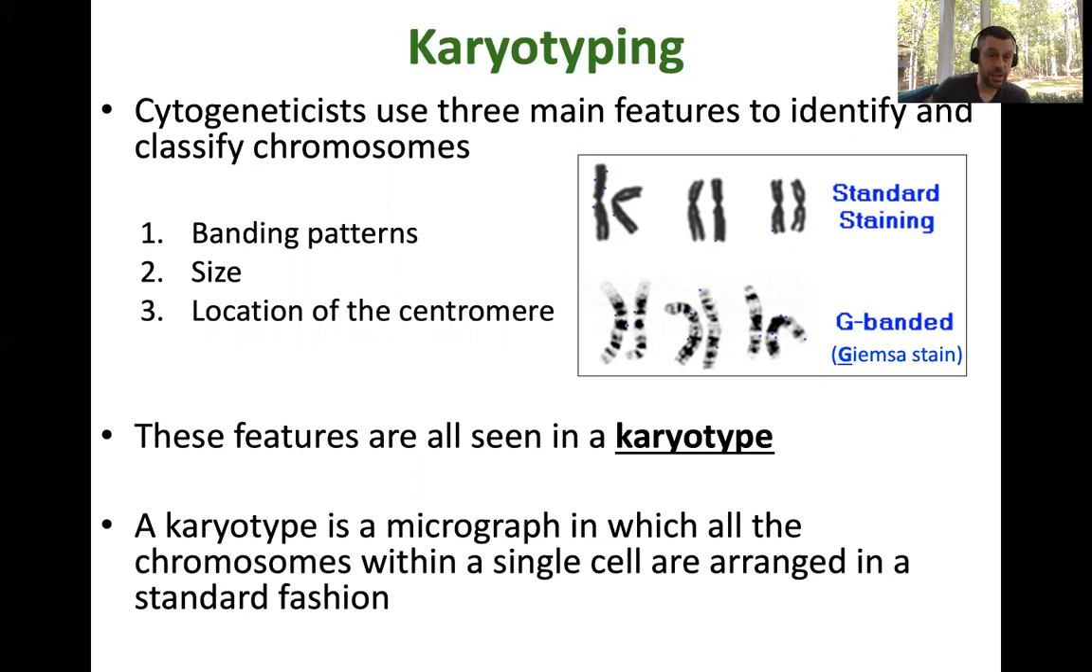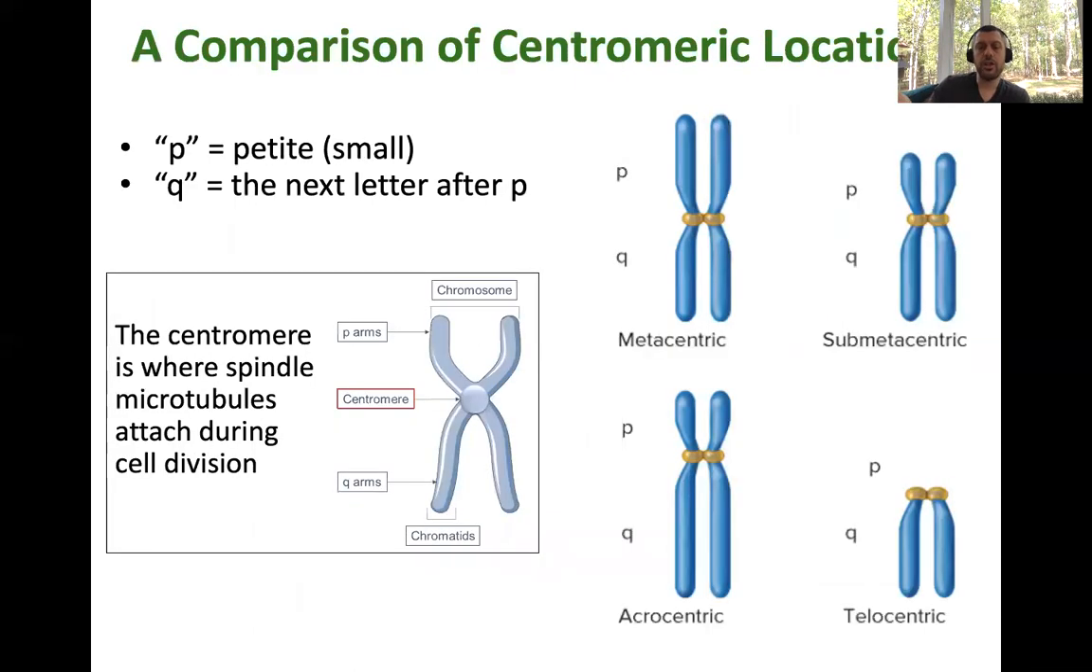So cytogeneticists look at banding patterns produced by Giemsa staining. They look at size of chromosomes, and they also look at another common feature of chromosomes, which is where the centromere is positioned. You can see that most easily on this middle set of chromosomes in the standard staining. If you look at this thin pinching in of the DNA, that is where the centromere is in that particular case. And you can actually designate where the centromere is using different letters, different words.